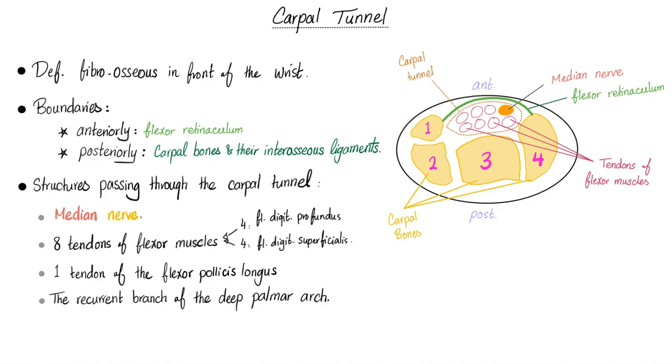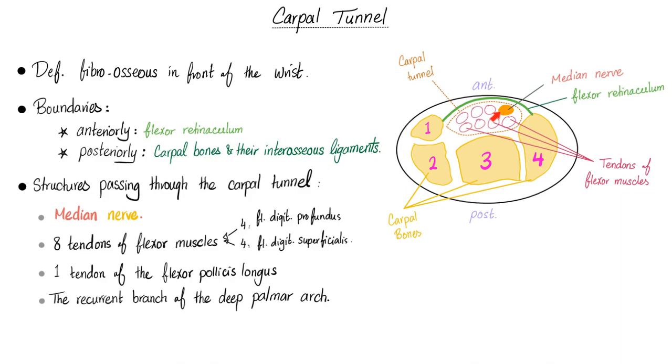Let's talk more about the carpal tunnel. So what is it? It's a fibro-osseous canal in front of the wrist, and it gives a path to the tendons of your flexor muscles. Boundaries: anteriorly, it's bound by the flexor retinaculum. Posteriorly, carpal bones and their interosseous ligaments. Super sophisticated stuff. What are the structures that pass through the carpal tunnel?